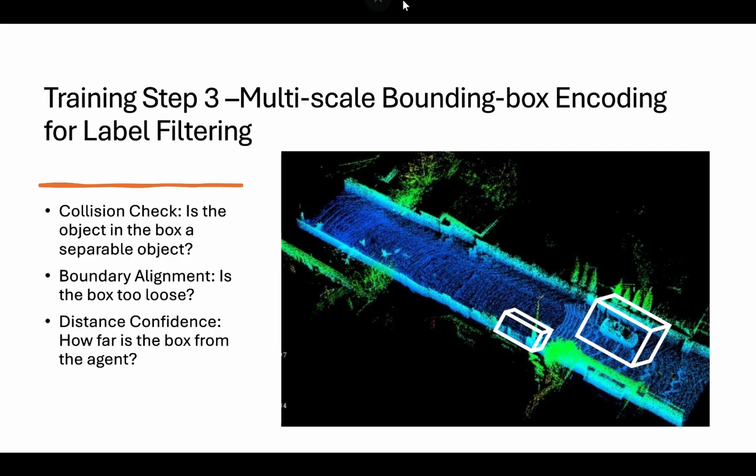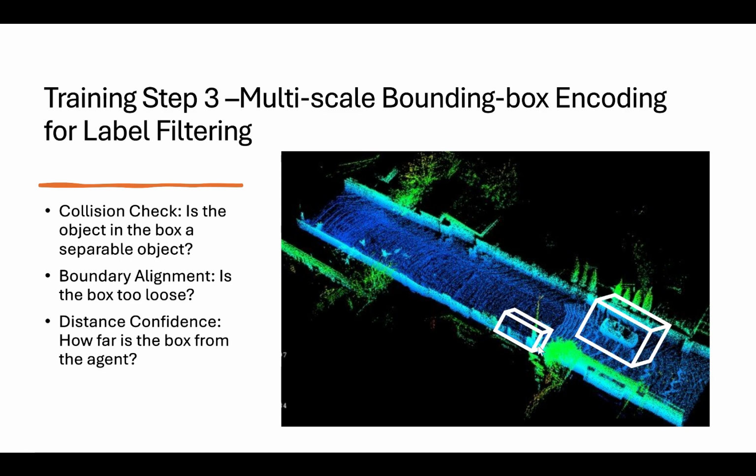And then there is the third step, multi-scale bounding box encoding for label filtering. As mentioned earlier, we have a lot of false positives, and we want to filter them out. The author used 3 methods to filter out bad predictions. The first one is collision check. Is the object in the box a separable object?